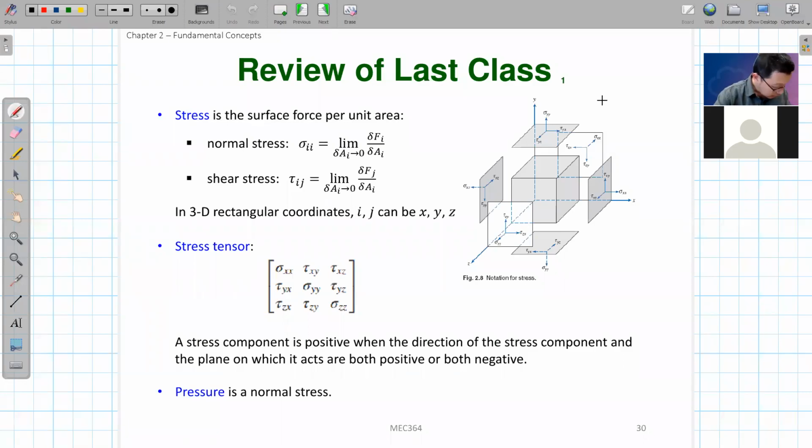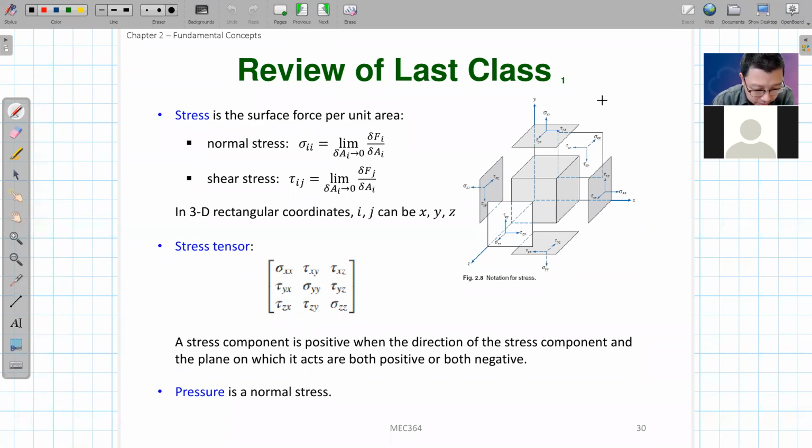So let's start with a quick review of what we learned at the end of the last class. It's a warm up so that we can continue the topic. Firstly, in the last class we introduced a concept called stress.